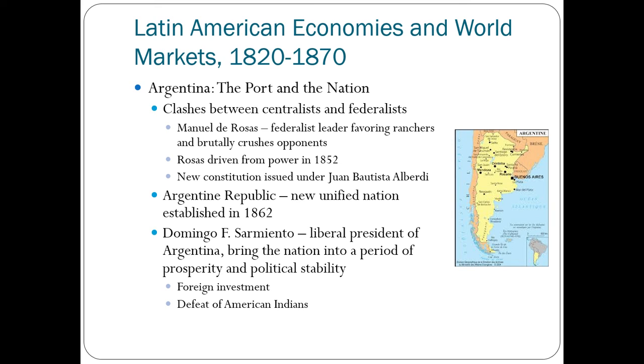Rosas will be driven from power in 1852, and a new constitution will be issued under Juan Bautista Alberti. The Argentine Republic will be set up in 1862, and this is basically a new unified nation of Argentina. Domingo Sarmiento will become the president. He will actually bring the nation into a period of prosperity and some political stability.